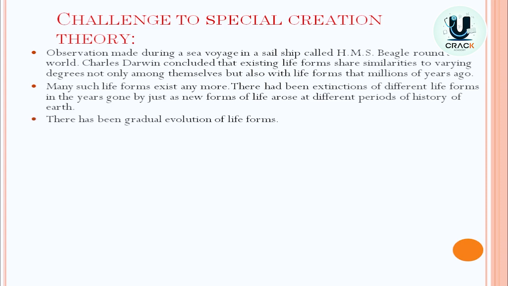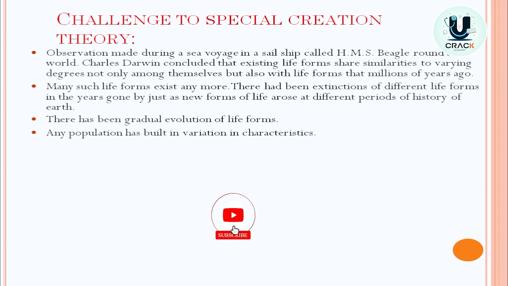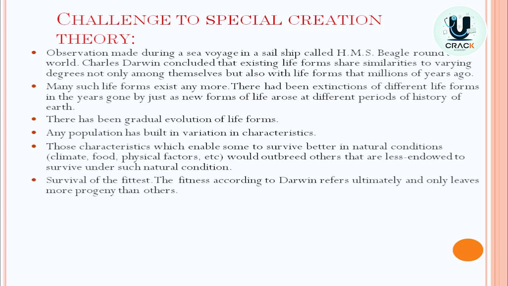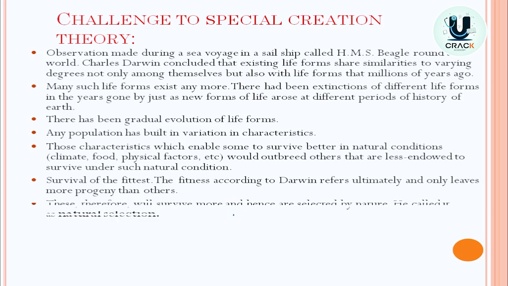Like if you take the gradual evolution of life form, any population has built-in variation and different characteristics. Those characteristics that survive better in the natural condition, like climate, food, physical factors, would outbreed others, which are less able to survive under such natural conditions. If you take the survival of the fittest, according to Darwin, it refers ultimately only to those that leave more progeny than others. Natural selection means those that survive more are selected by nature.